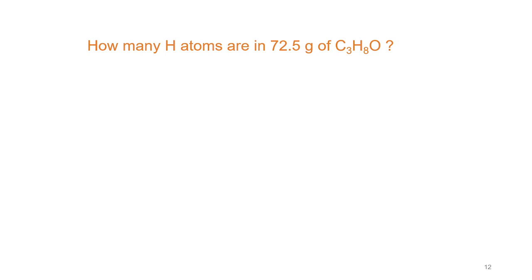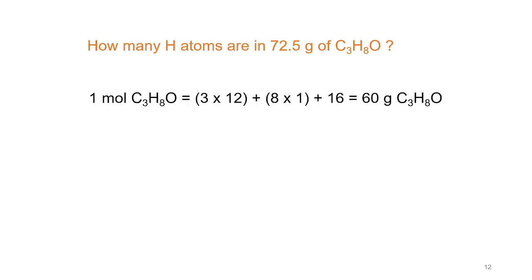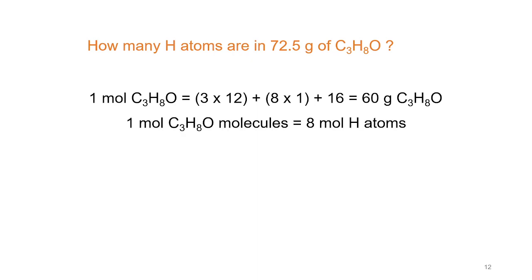methanol, or C3H8O. Then, first we need to identify the molecular mass or molecular weight of our C3H8O, which is 60 grams. And also, we need to calculate how many moles of hydrogen are there in C3H8O. So how do we know that?